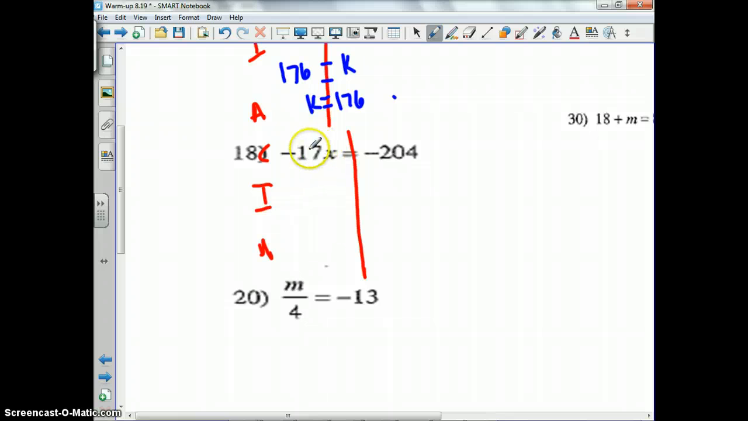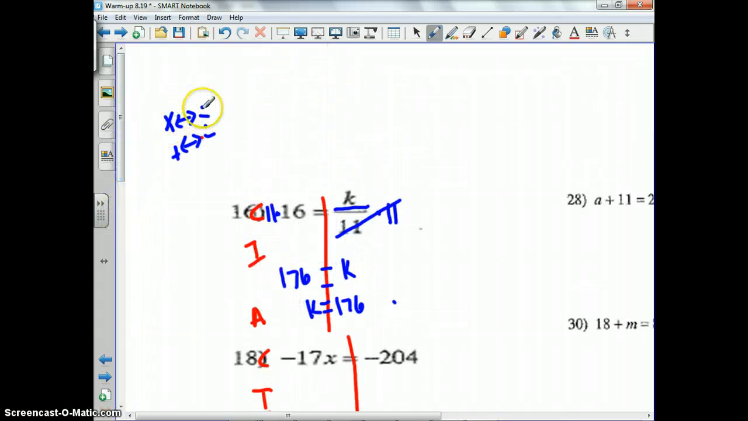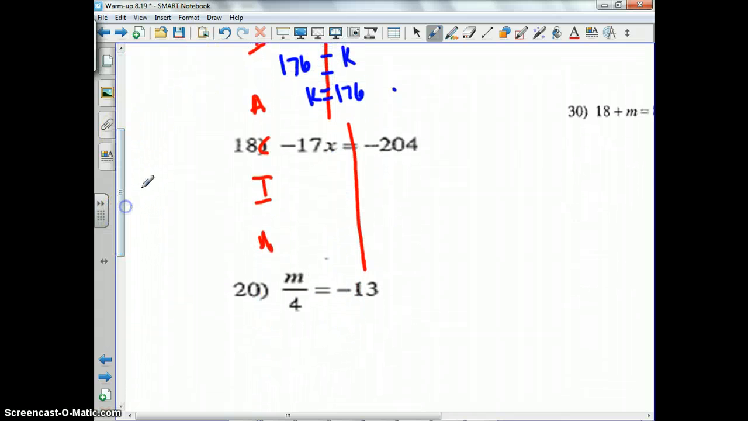Now, I notice with the x I have a negative 17. And since they're touching, that means it's multiplication. And we know the inverse of multiplication is division. A lot of people want to put plus 17, but we're not doing the inverse of the negative, we're doing the inverse of multiplication. So what we're really doing is dividing both sides. So go ahead and draw your division bar.